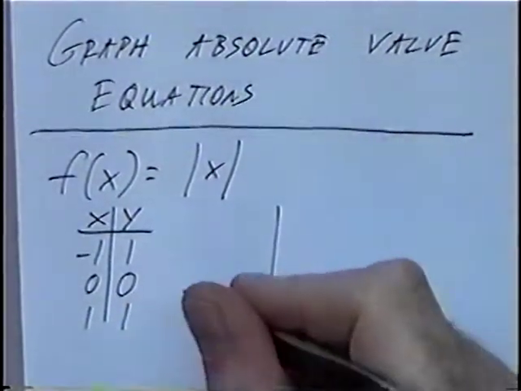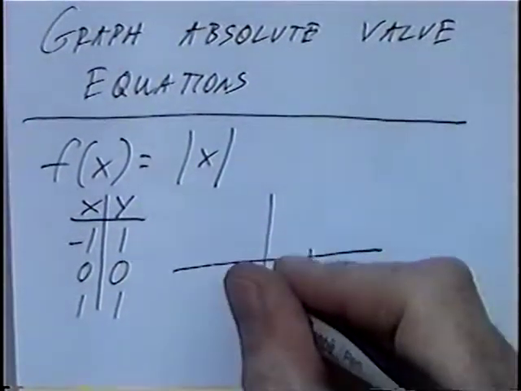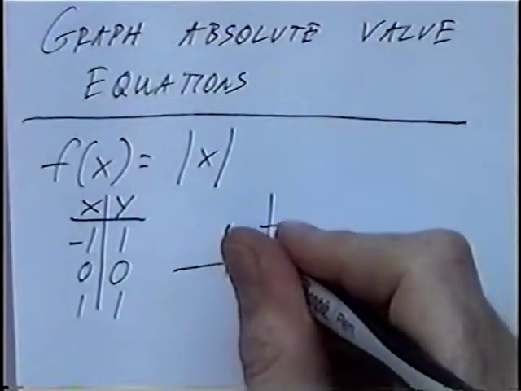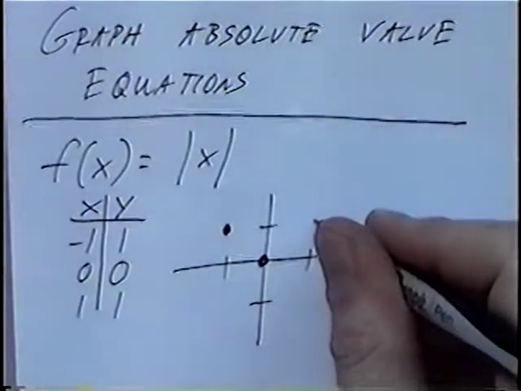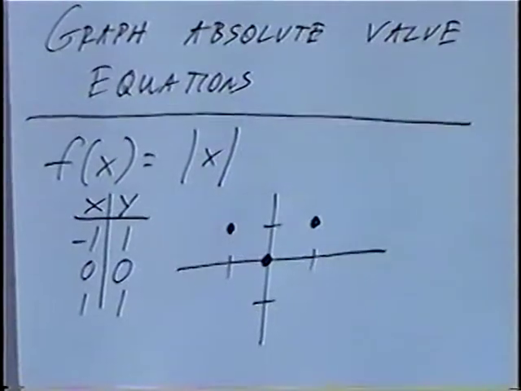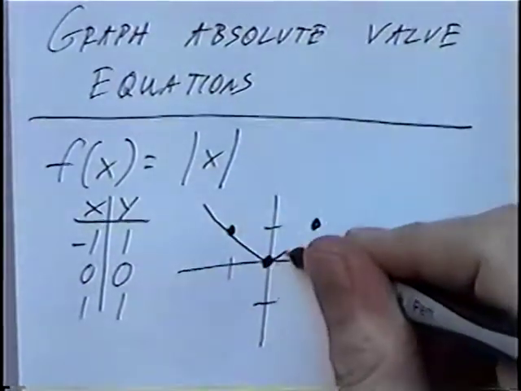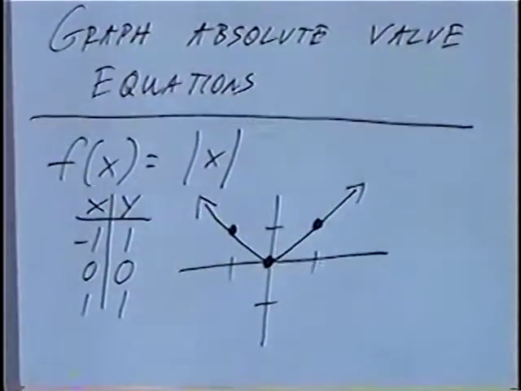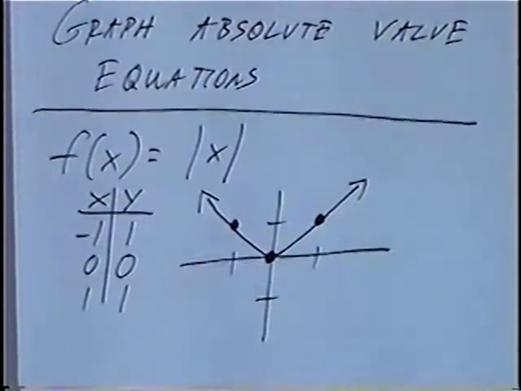Graphing these points on a xy axis. Negative 1, positive 1. 0, 0, and 1, 1. The 3 points line up to make a V shape. We will connect them to make a V shape. Every absolute value equation that we graph will be a V shape. And this will be the graph for the question.